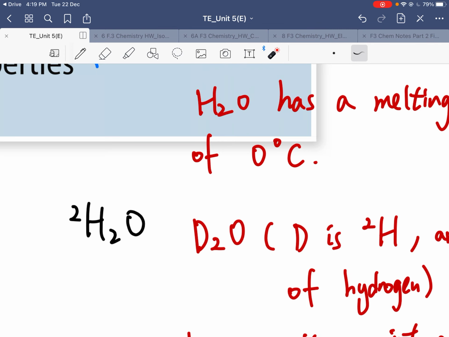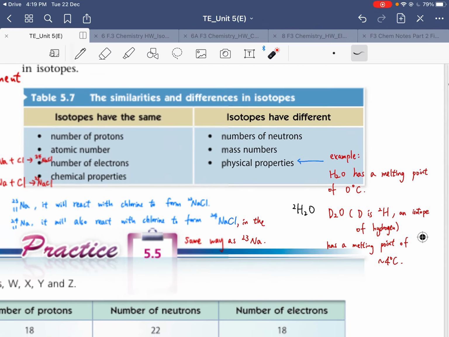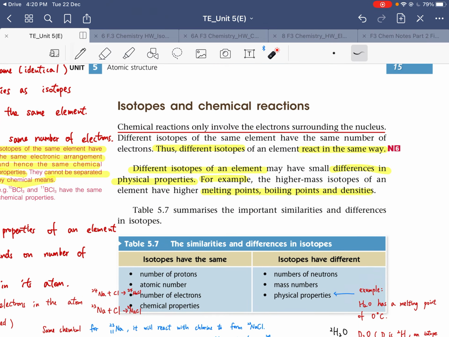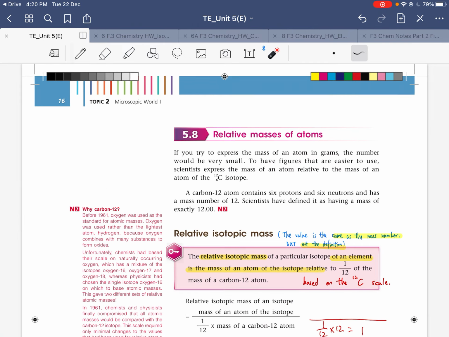Okay, and for hydrogen and deuterium, that means normal hydrogen and heavy hydrogen, they will have exactly the same chemical property because both of them have only 1 electron. They have the same number of electrons. So this is the physical and the chemical properties of isotopes.